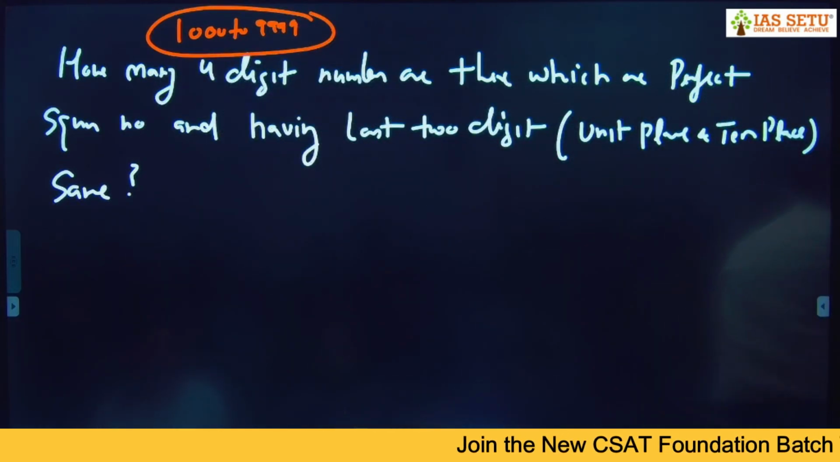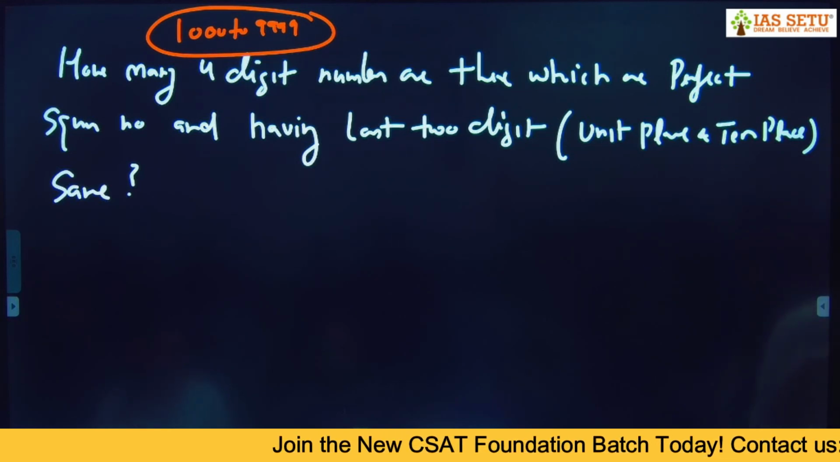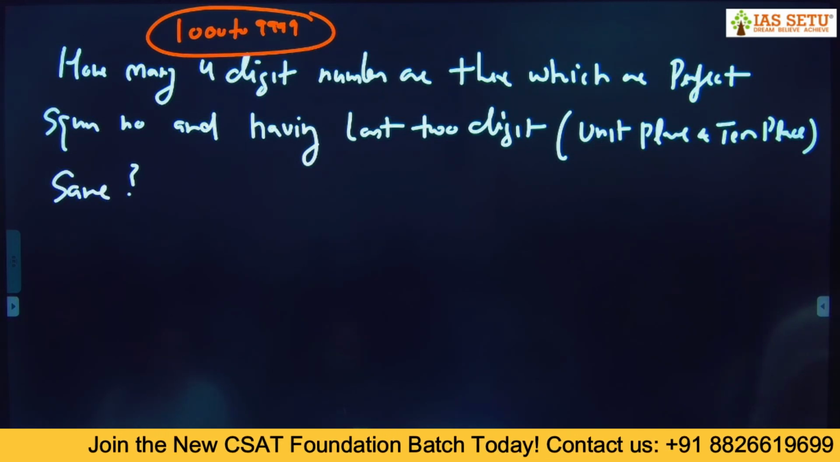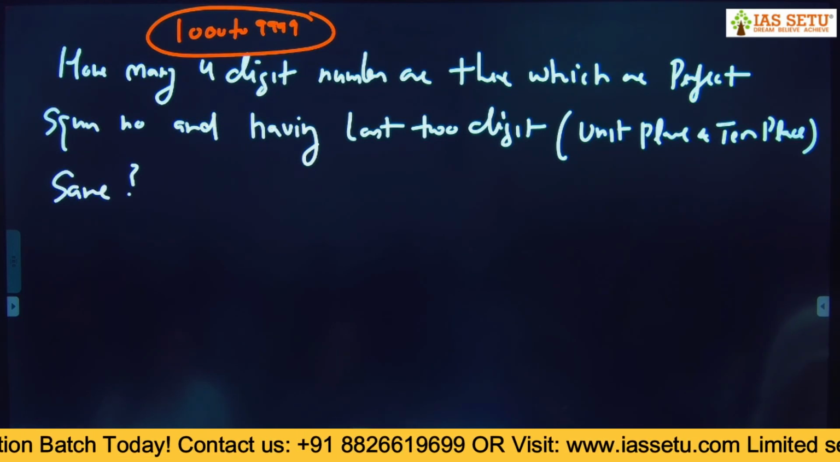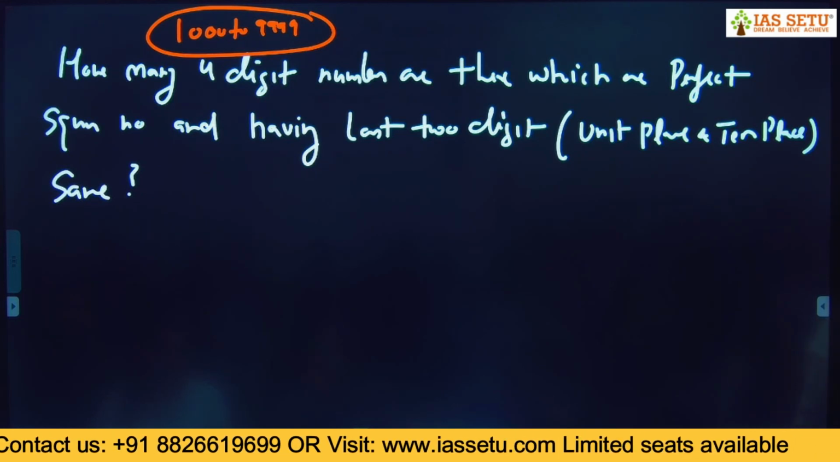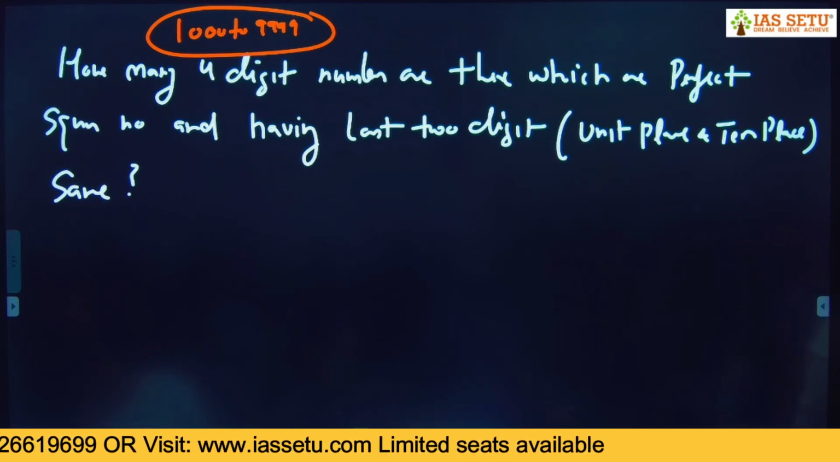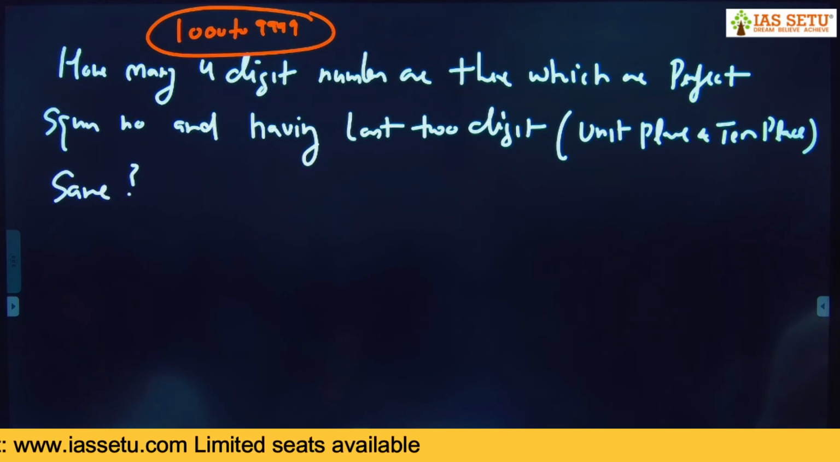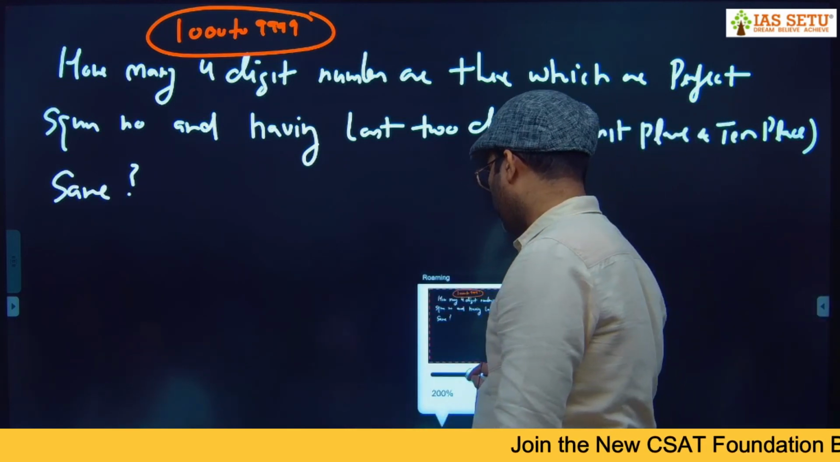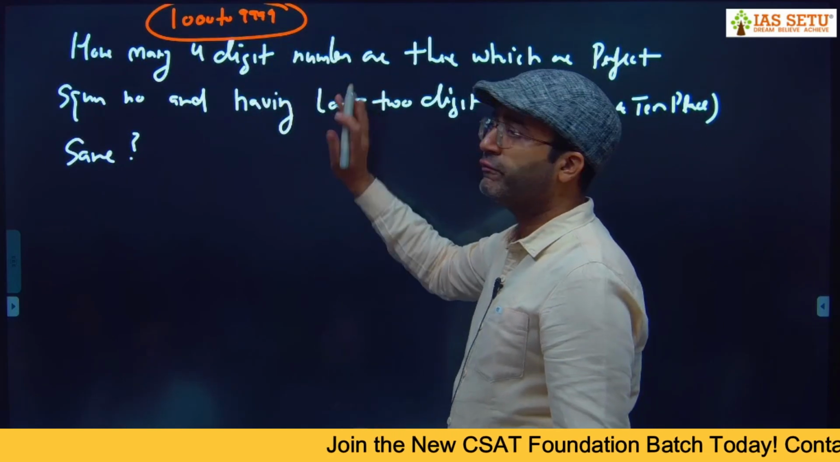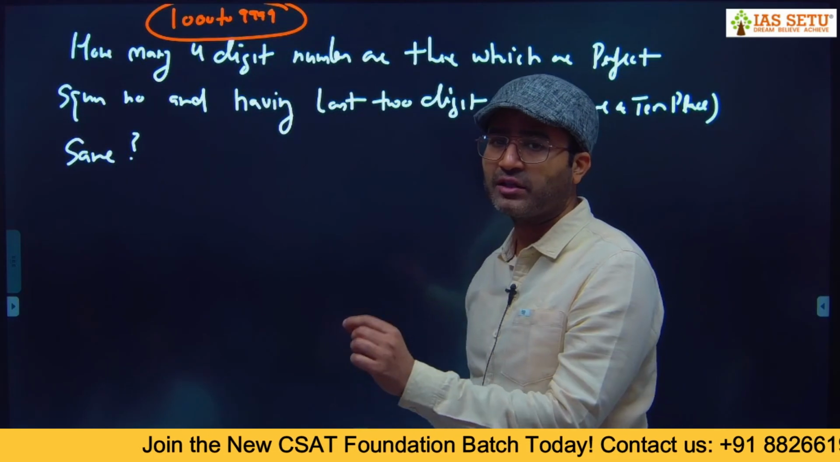Range समझ में आ गई? Now you try. I think 70-80% students have not understood. I will help you out. Question is how many 4-digit numbers are there? 4-digit means 1000 to 9999.